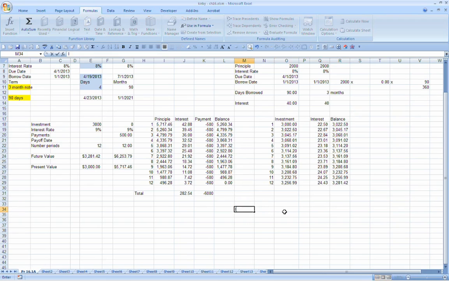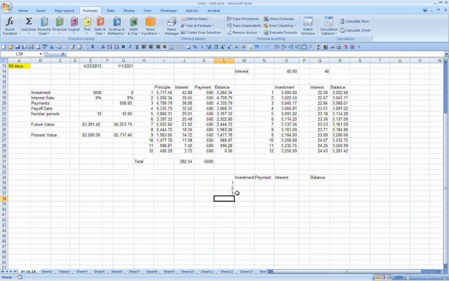Let's do an investment, a payment, interest, and a balance. So this is an annuity. My original investment is 0. This is this hypothesis here. What is my future value of a $0 investment, but I make a $500 payment every month?